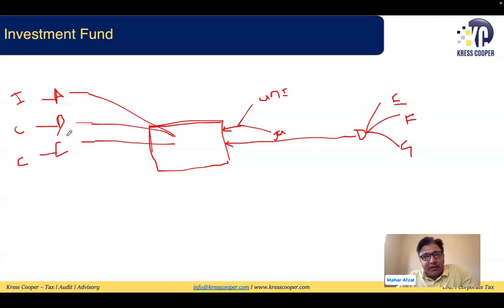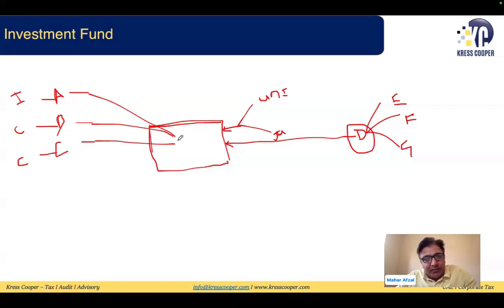So A, B, C have the money, they are creating the pool, they are creating the company, they are putting the money and assets inside this pool. This is called an investment fund. This fund can be an unincorporated partnership between A, B, and C, or it can be a juridical person, an LLC company. This fund is being managed by D, as we discussed earlier. D is well occupied and D has further assistants, the sub-advisors E, F, and G.